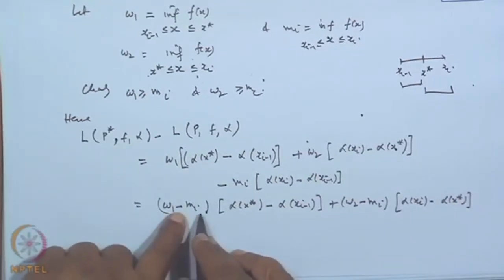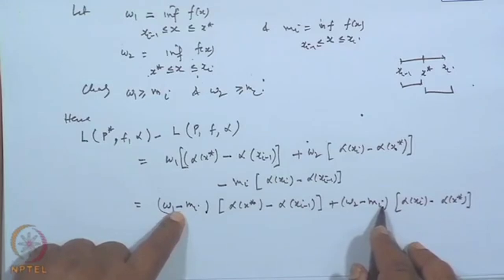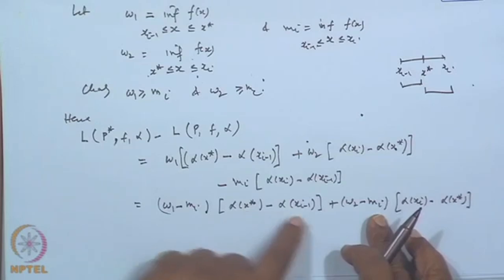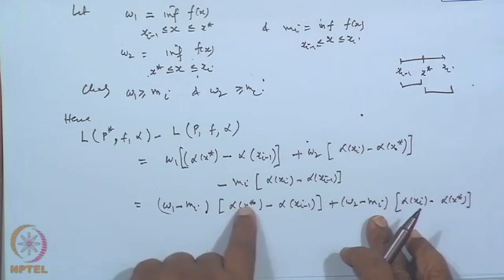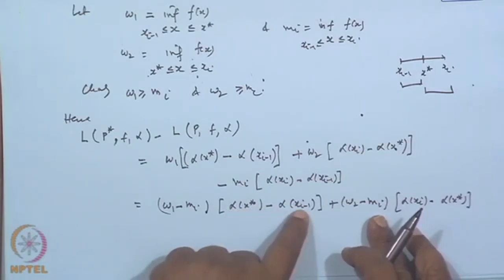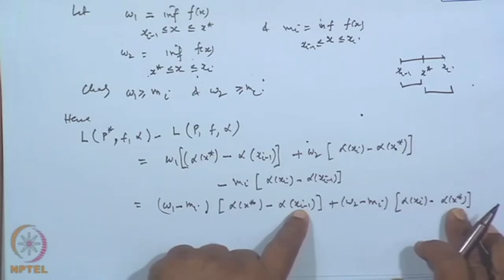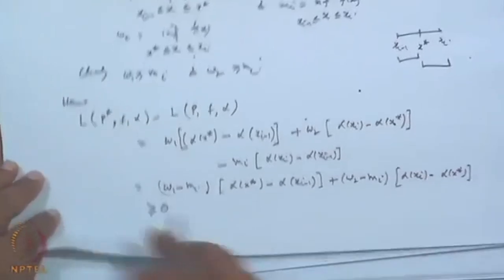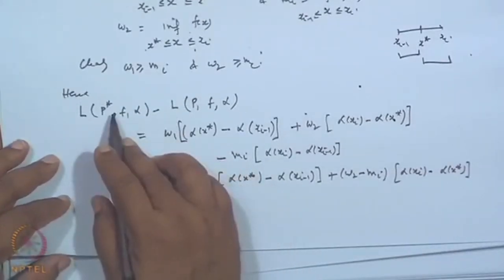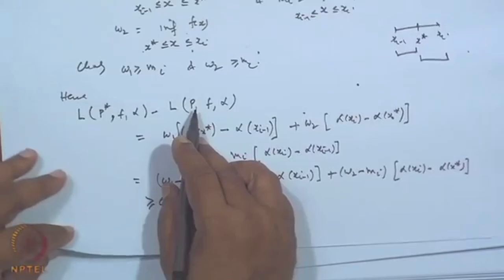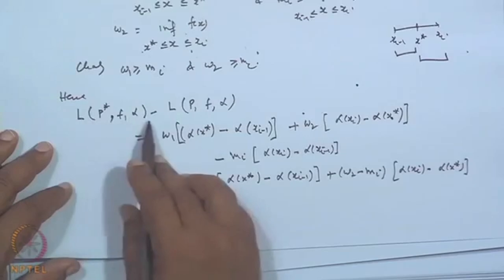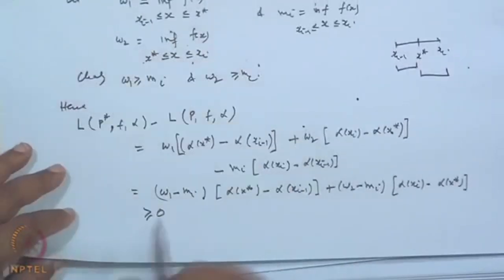Now, W 1 is greater than or equal to M I, W 2 is greater than or equal to M I. So, these two things are positive. Alpha is a monotonic increasing function, x star is greater than or equal to x I minus 1. So, the value of alpha at x star will be more than the value of this one. Similarly, here x I is greater than or equal to x star. So, this will be positive. So, it is greater than or equal to 0. So, what it shows is that when we get the refinement of the partition by introducing more points, then the lower sum increases, and that proves the first part of this.